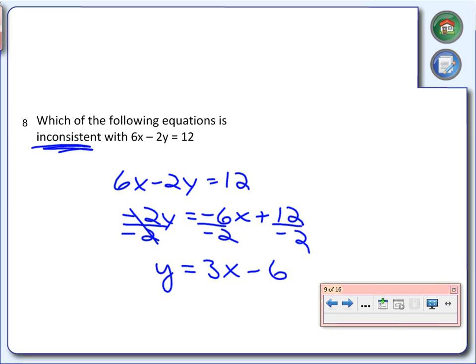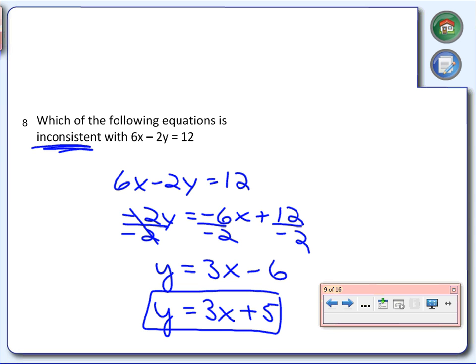Now, I want one that's going to be no solution. I want one that's parallel. So pretty much any equation that has the same slope but a different y-intercept would end up giving us parallel lines. So this would be just one example. However, there are many, many others. This 5 right here could be any number other than a negative 6. What would happen if it was negative 6 also? It wouldn't be no solution. Which one would it be? Coincide. That would be an example of coinciding lines.